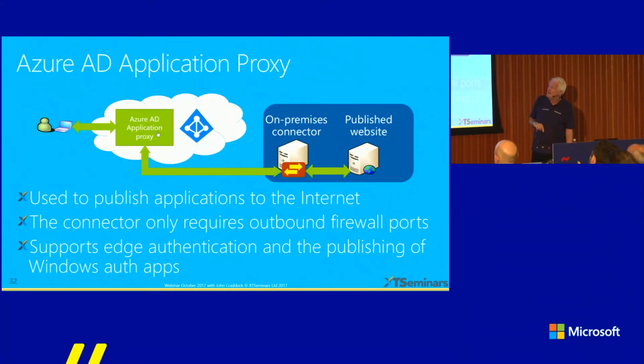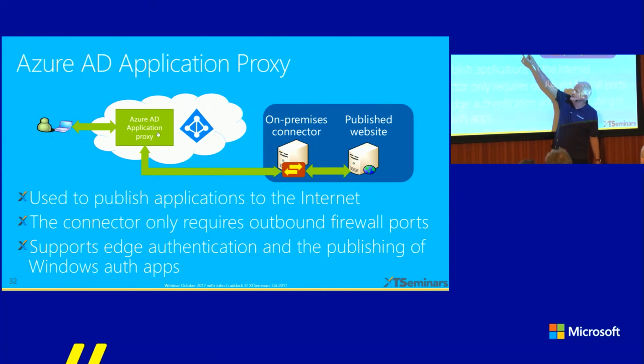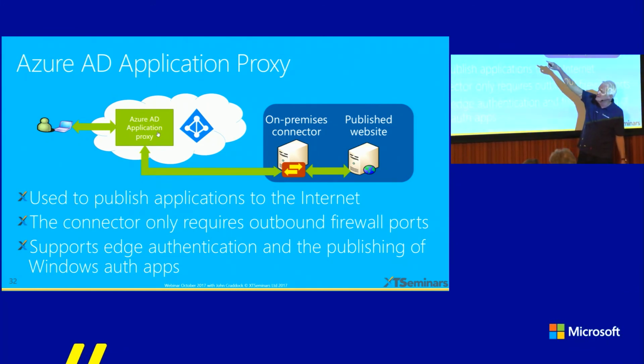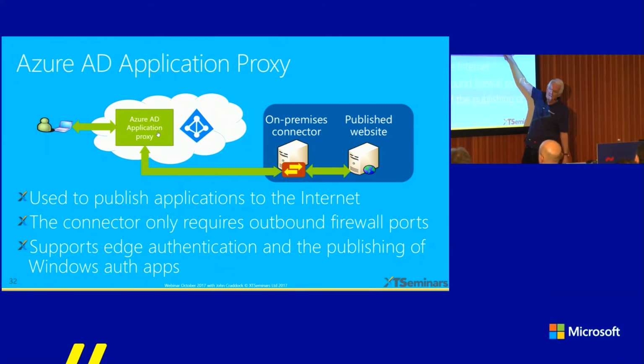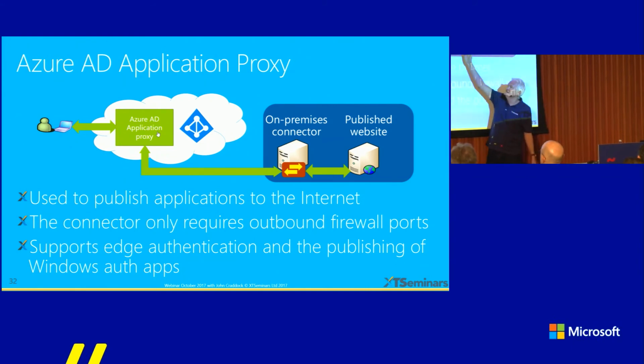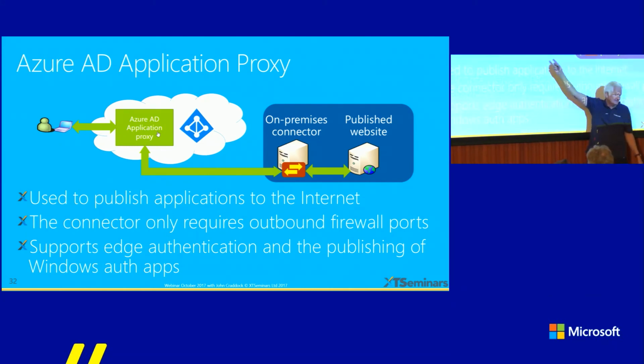And then Azure AD Application Proxy. What we have is the proxy sitting up there, which gives out a public URL, and then we have a connector, which is a secure connector coming on-prem, and then we can publish out our on-premise applications. And all this needs is outbound ports, because it's this that makes the connection into the Azure AD.